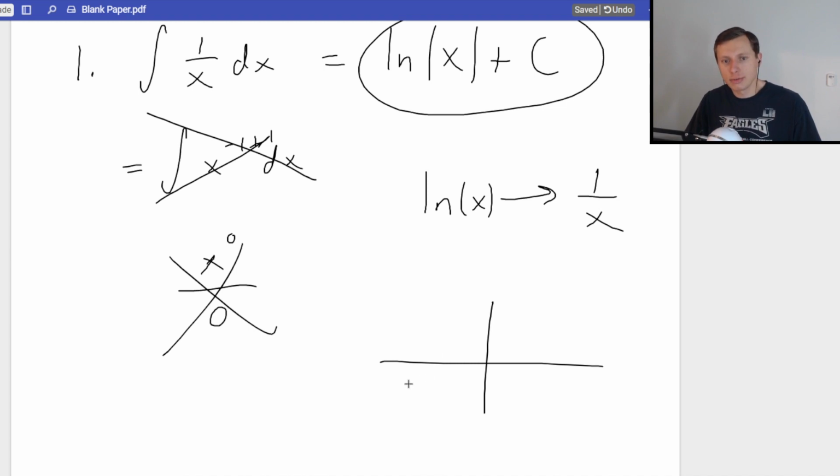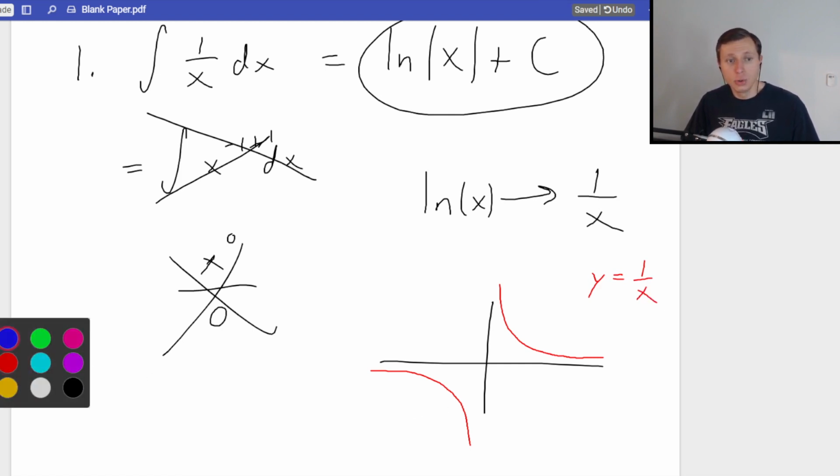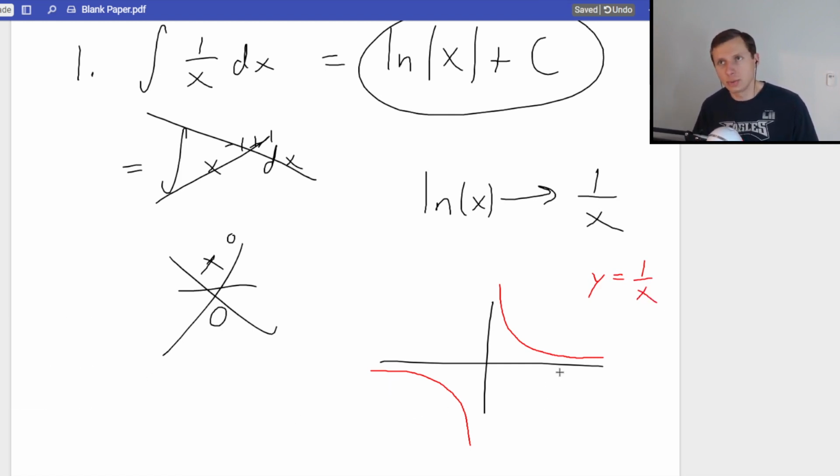But let me first draw the function 1 over x. It's a function that looks like this. I'll draw it in red here. It has a vertical and horizontal asymptote at x equals 0 and y equals 0. This is the function y equals 1 over x in red. Now in blue, I'm going to draw the function for y equals the natural log of x. It's this function right here. Y equals natural log of x.